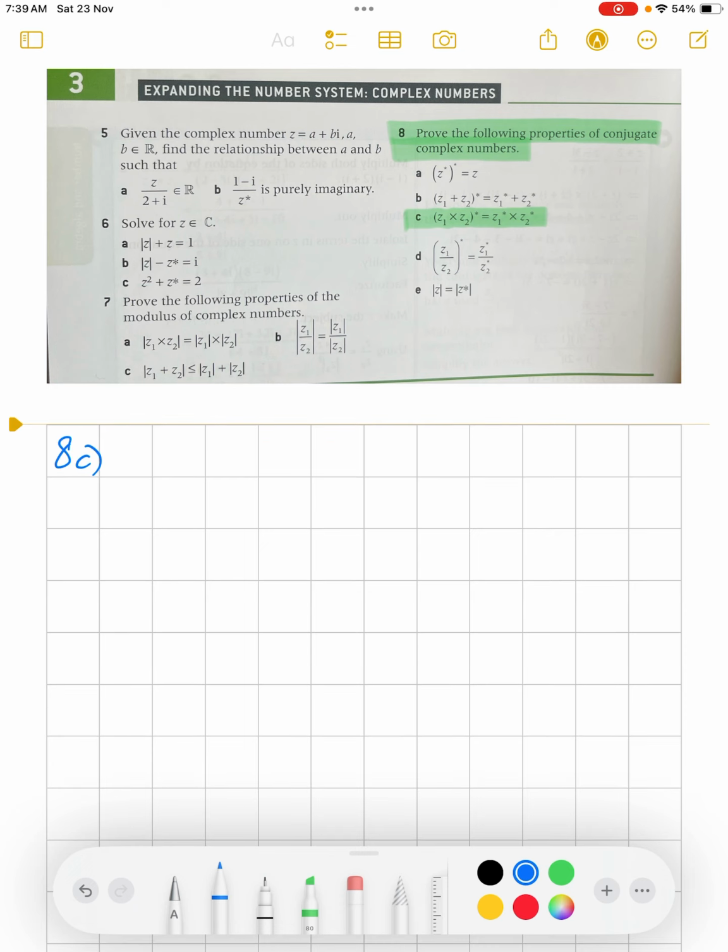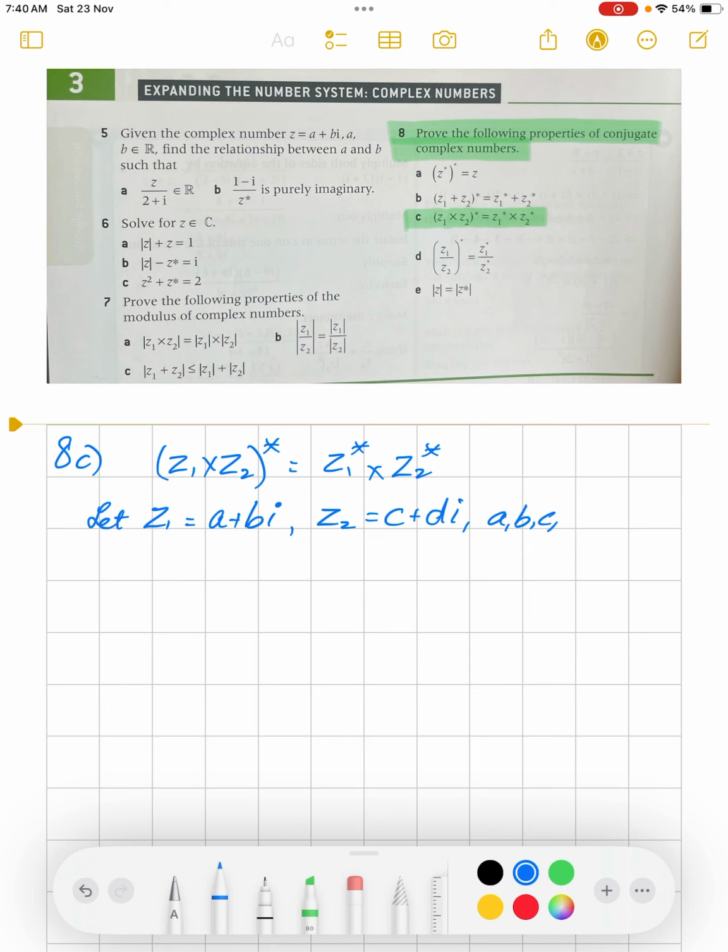It says prove the following properties of conjugate complex numbers. We've got the conjugate of Z1 times Z2 to equal the conjugate of Z1 times the conjugate of Z2. Alright, so let's give Z1 the value of A plus BI, and let's give Z2 the value of C plus DI, where A, B, C, and D are elements of the real numbers.